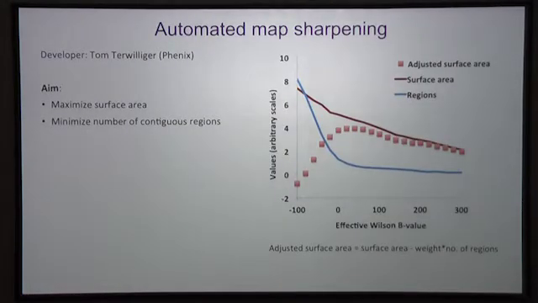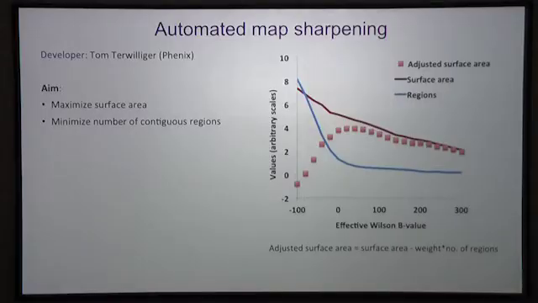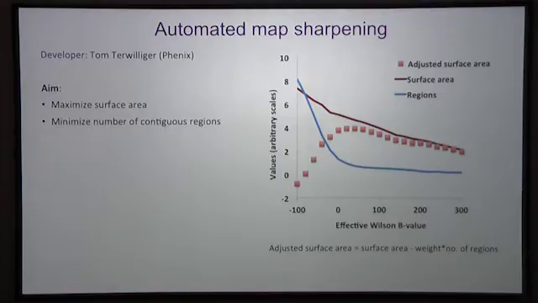Now, Tom Terwilliger, as part of the Phenix package, is trying to come up with automated methods to blur your map in a way that maximizes the information there and facilitates model building. His program aims to do two things: maximize the surface area, which is a proxy for high-resolution information, and minimize the number of contiguous regions. And by doing that, it tries to obtain the best B factor.